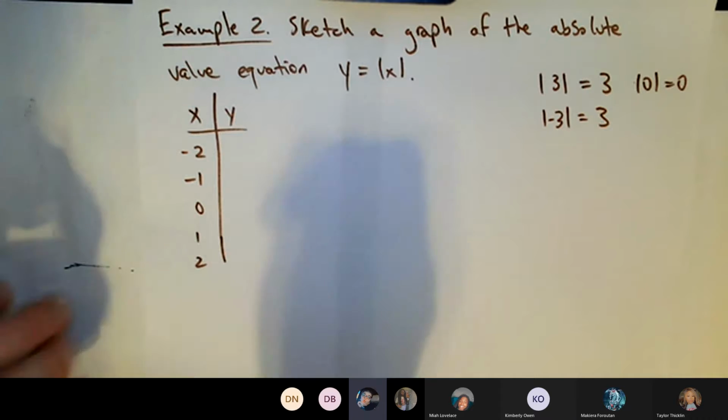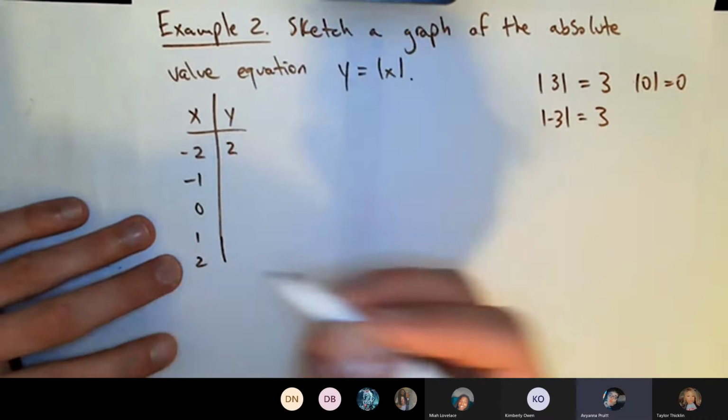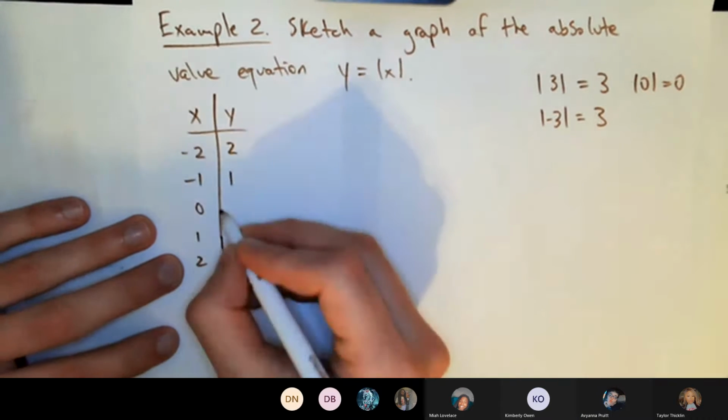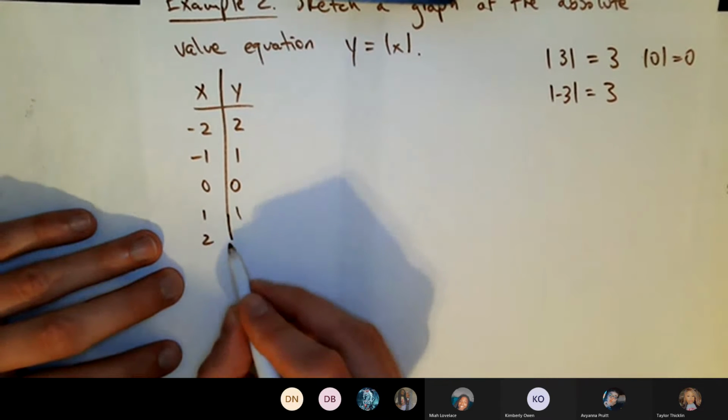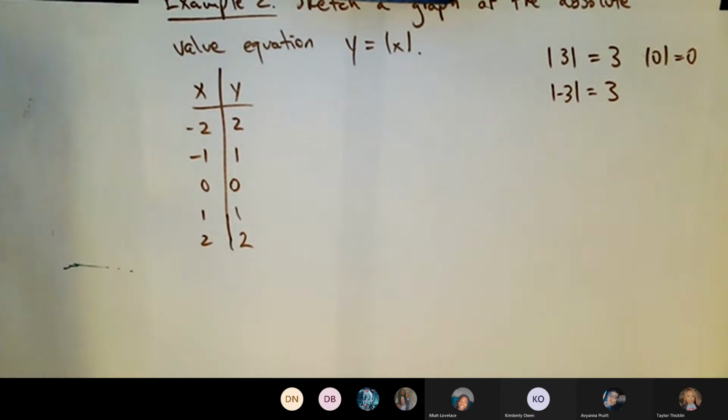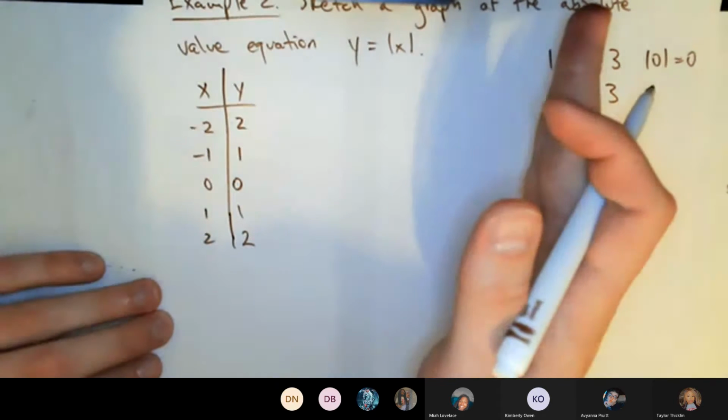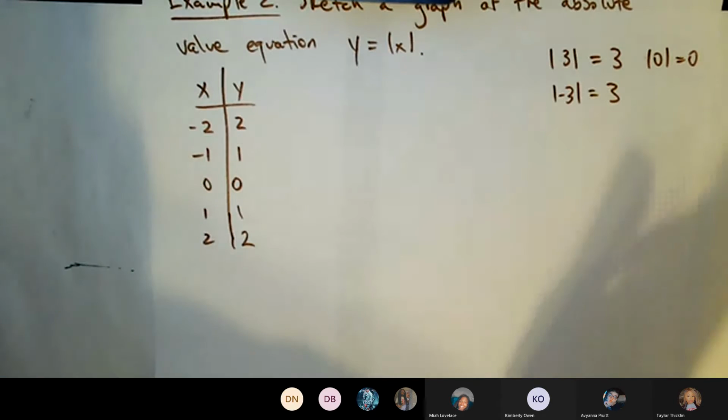Wouldn't it just be 2? Right. It would be 2. And similarly, the next one would be 1. The next one would be 0. And then absolute value of 1 is just going to give me 1 again. So not a lot of calculations to figure this out. You just basically copy the values over, but take any negatives away.